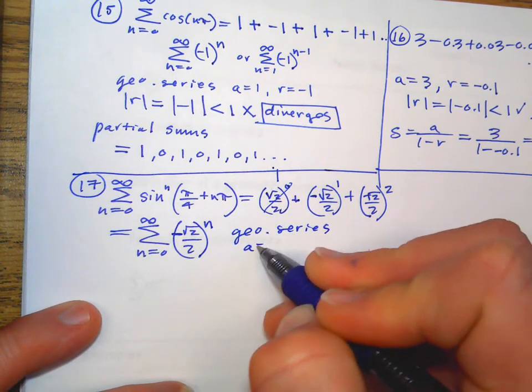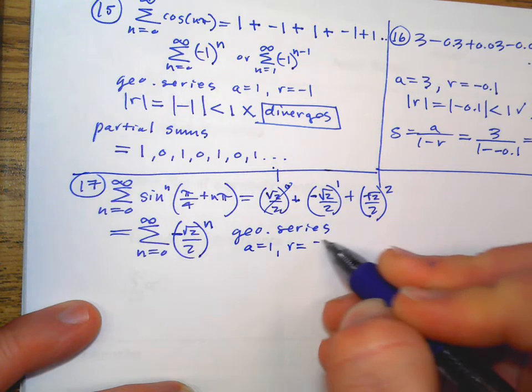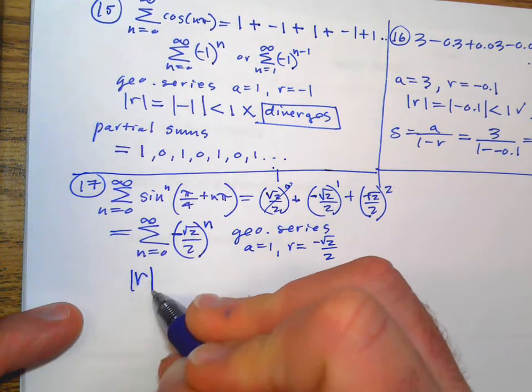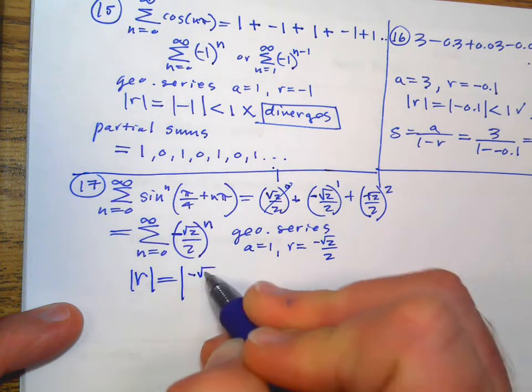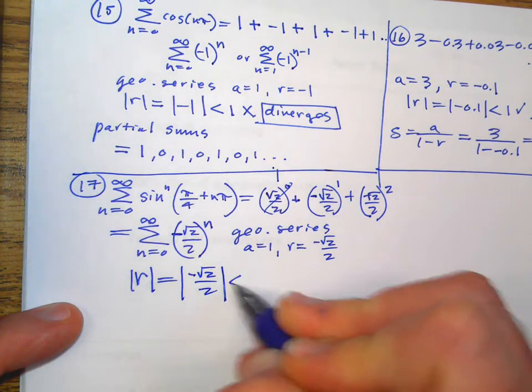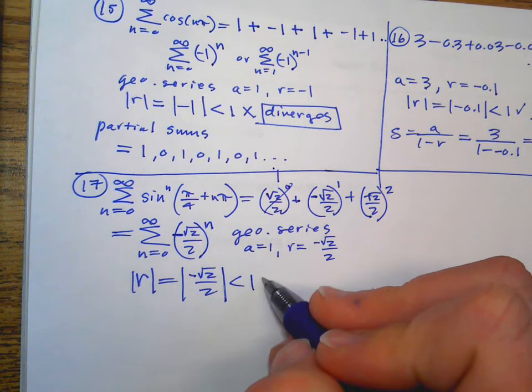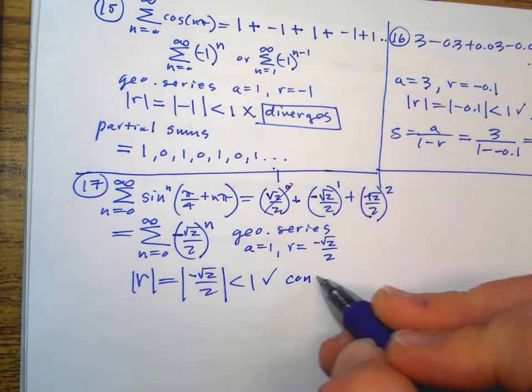And this is a geometric series with an a value of 1 and an r value of negative root 2 over 2. Now we need the absolute value of r to be less than 1. Is root 2 over 2 less than 1? Well, root 2 is less than 2. It's like 1.4 or something. So this is true. It does converge.